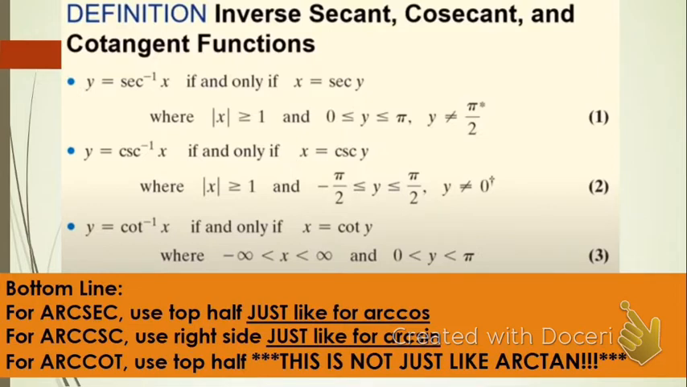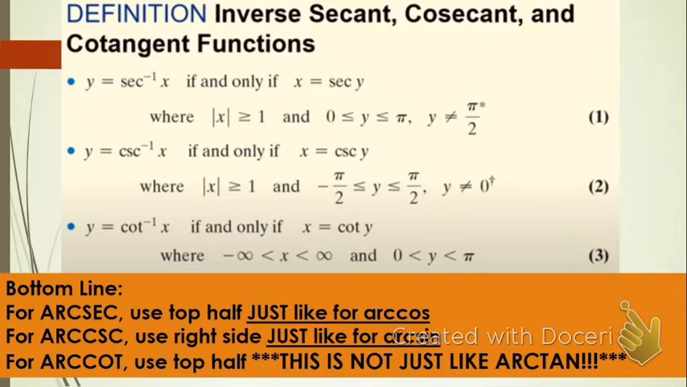Where on the unit circle are we allowed to look for angles for sine? Right half, 1 and 4, right? So that's exactly where I'm allowed to look for, who's the reciprocal of sine? Cosecant. So for arccosecant, I'm allowed to look at 1 and 4, just like with arcsine. Arccotan is odd man out.